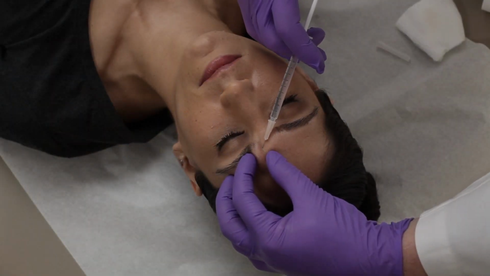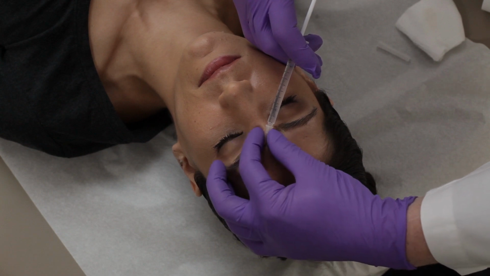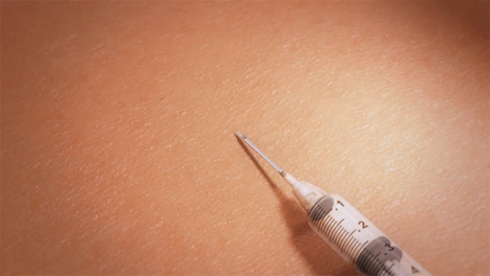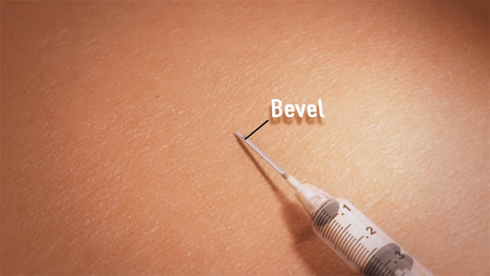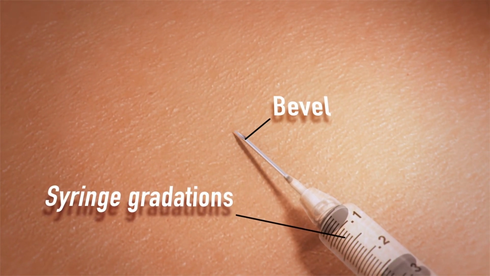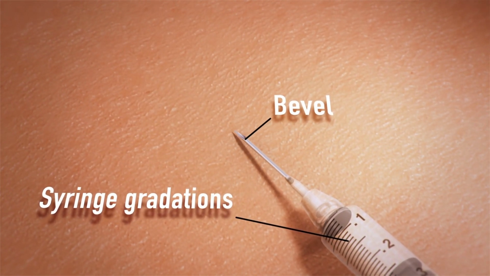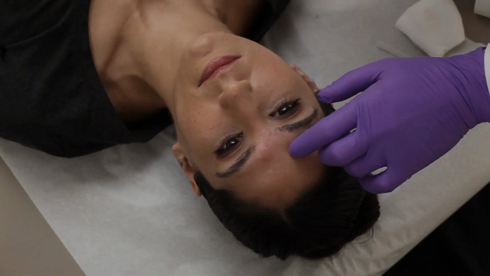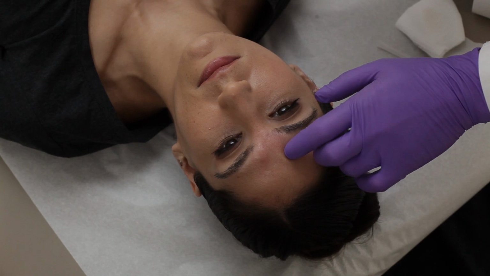Commonly used tips for injection include holding the hub of the needle or the lower end of the syringe with one hand to ensure that the needle does not twist in the skin. Placing the bevel of the needle facing upward, in line with the gradations on the syringe, will allow you to see which direction the bevel is facing while looking at the syringe gradations. Each site to be injected will require visual measurements, and knowing the width of your fingertip in centimeters can aid in determining these measurements during the procedure. One finger's breadth is equal to approximately 1.5 centimeters.